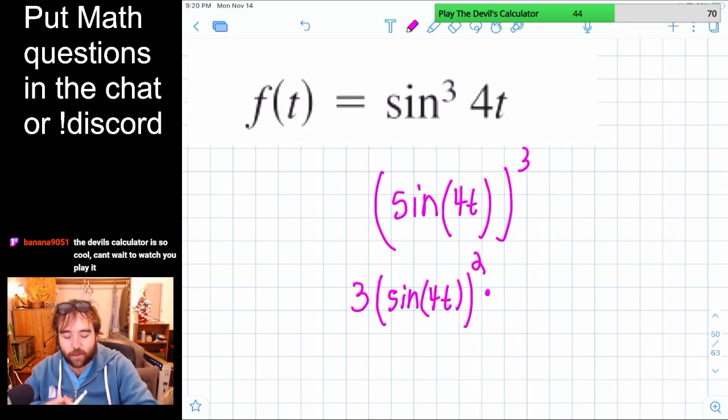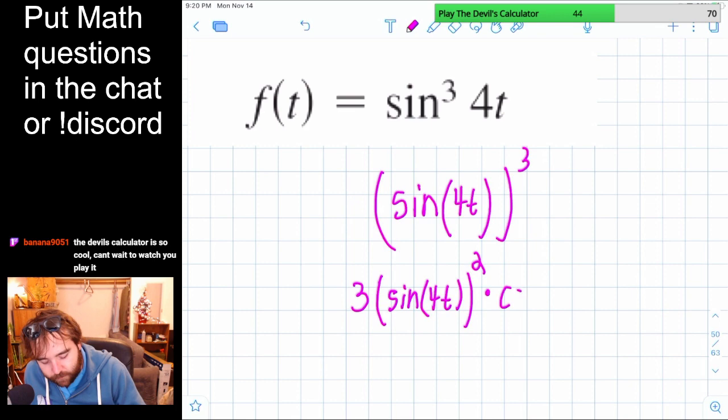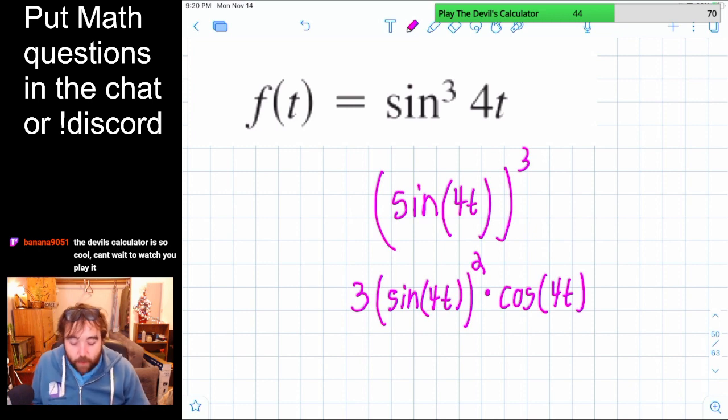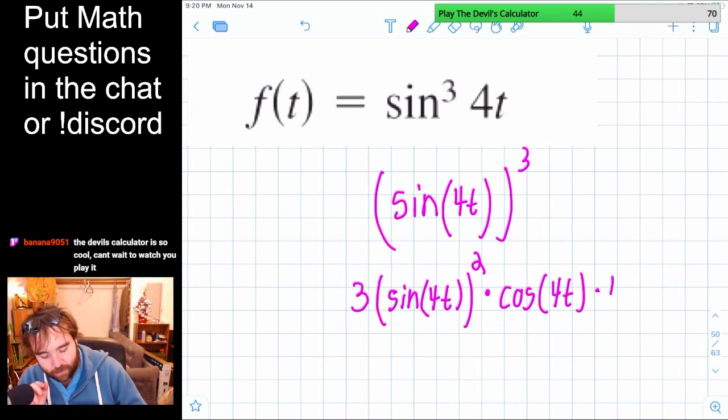So that outside function is sine. So the derivative of sine is cosine. The inside stays the same. And now we multiply by the derivative of the inside, which is 4t. The derivative of 4t is 4.